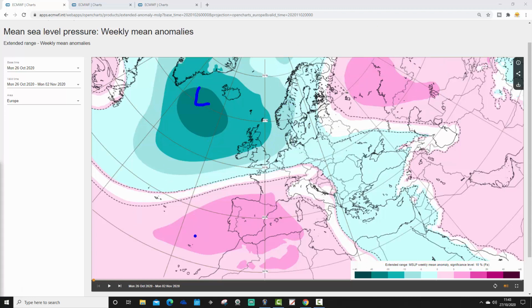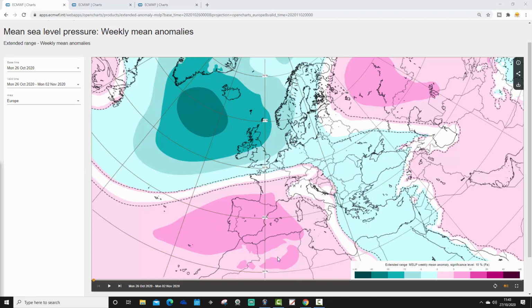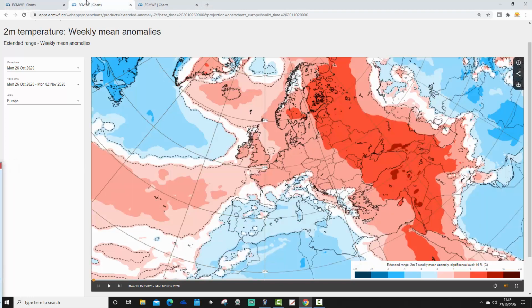So with low pressure just there, high pressure just there, we're bringing in a strong jet stream through here, and we're bringing in westerlies as well. So this is an Atlantic-driven signal. Down here, where we've got this trough extending through here, it may be a little bit cooler as the air will be pushing in from the north. But generally, for most of Europe, this is a mild scenario for week 1.